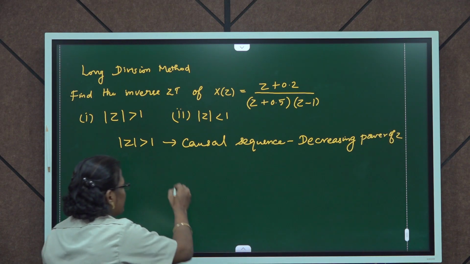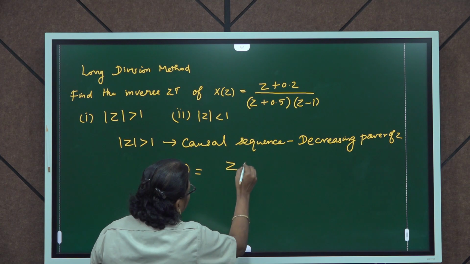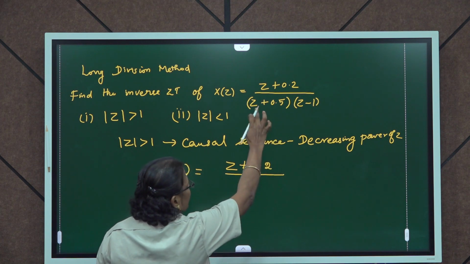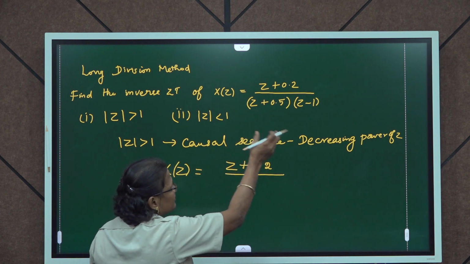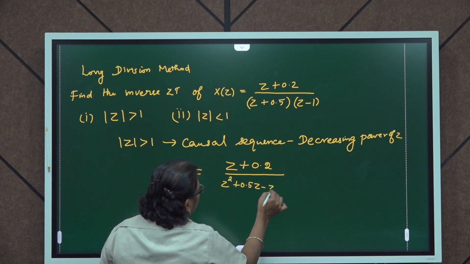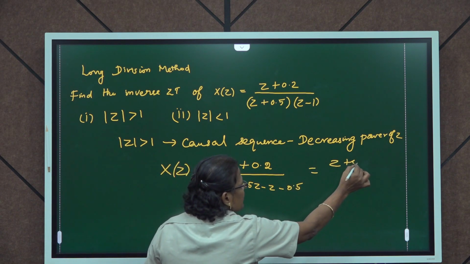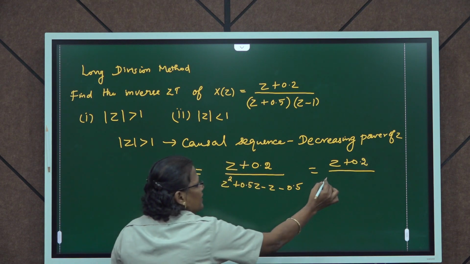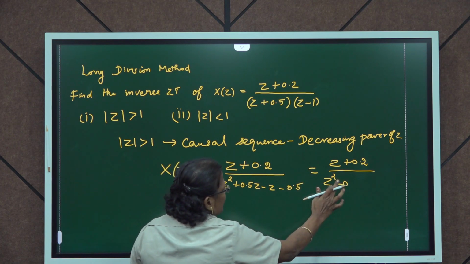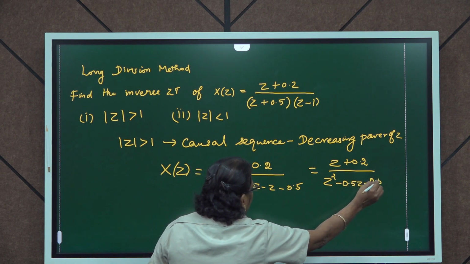First we multiply and take the X of z value as a single term. So, X of z is equal to (z plus 0.2) divided by, multiplying both the factors, we get z square plus 0.5 z minus 0.5. Wait, this can be written as (z plus 0.2) divided by (z square minus 0.5 z minus 0.5).